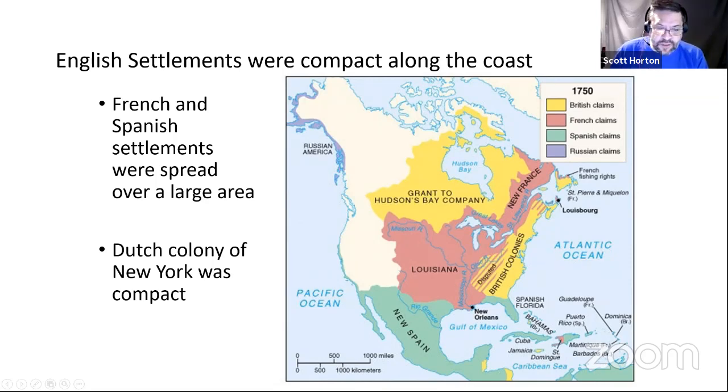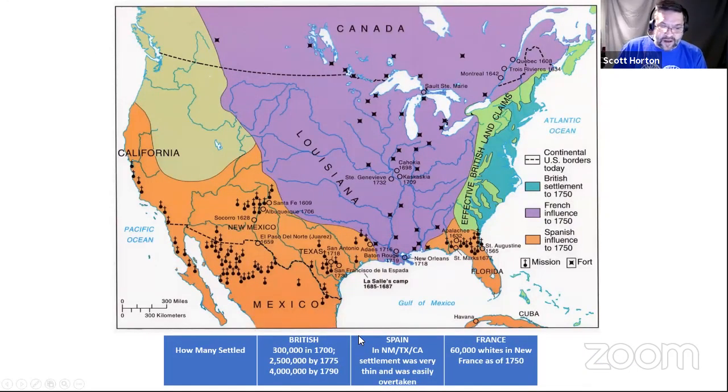But when you look at the numbers, and down here at the bottom shows you some of the different numbers that you have here. The British, 300,000 people, over 2.5 million people by 1775. The French only have 60,000. So while it looks like this gigantic empire on the map, comparatively speaking, when you look at the population, it doesn't really tell you an accurate story there. It's kind of important to put those two things together. And the British colonies very much grew, their populations grew much more quickly than the other two empires there.